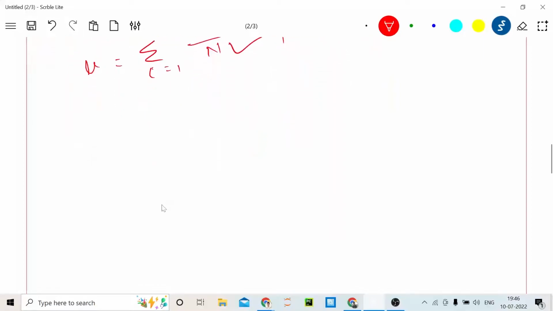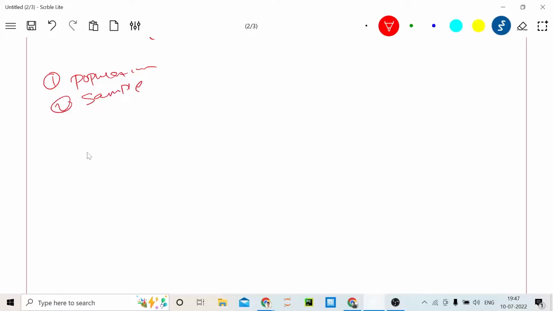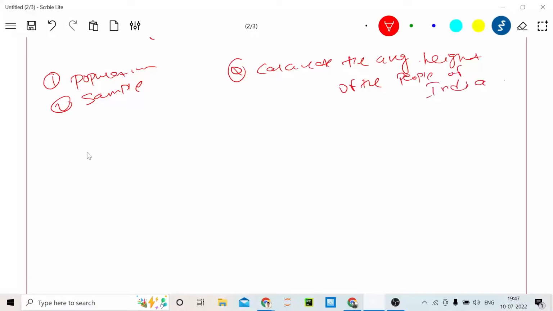Okay, calculate it. Before that, let me clear one more thing: what is population and sample? After that we will go to the mean, median, mode, because in mean, median, mode the concept of population and sample comes into the picture. Let me clear this first. One thing is population, another thing is sample. If I ask you to calculate the average height of the people of India, then what will you do?